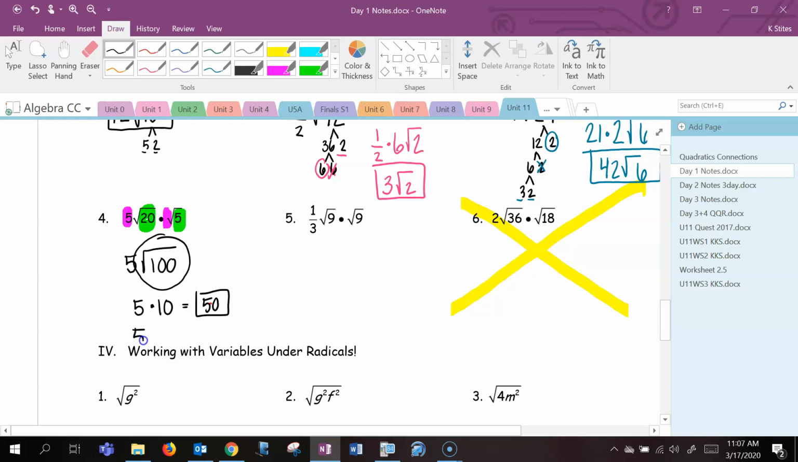Do not tell me this is 5 root 10. No, no, no. Root 100 is perfect. It loses the root. Okay, so it just becomes 10.